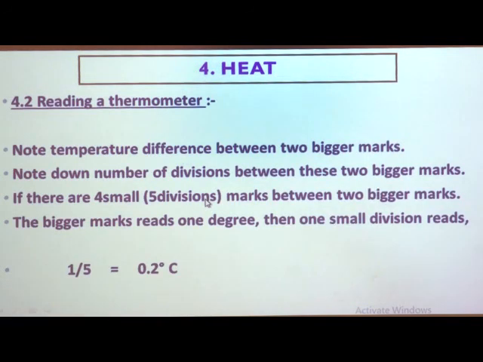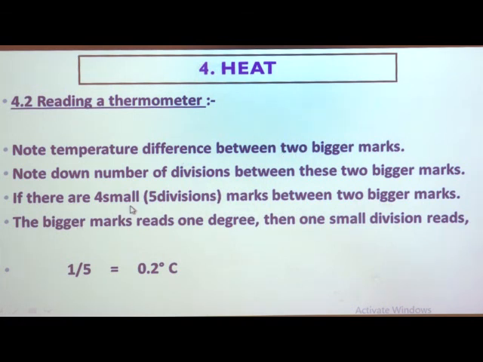So it is measured in degrees. You have to note down the temperature difference between two bigger marks. Then note down the number of divisions between these two bigger marks. So how many divisions are there between two bigger marks? Like your scale, there are some bigger marks and some small markings also. You have to note the number of divisions between these two bigger marks. If there are four small marks, it means there are 5 divisions.